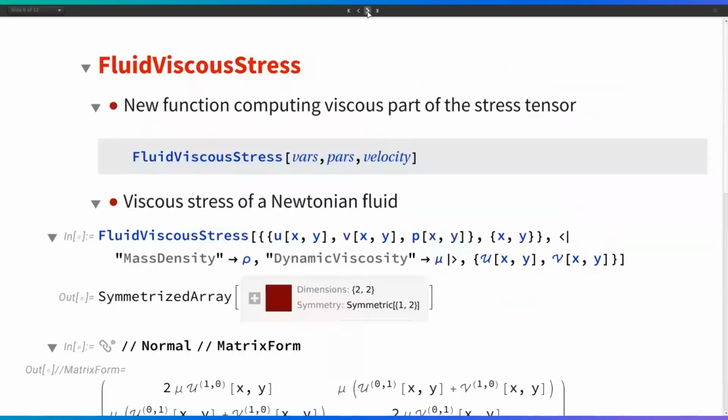The second function is the fluid viscous stress, and this function computes the viscous part of the stress tensor. Once again, we use the same.